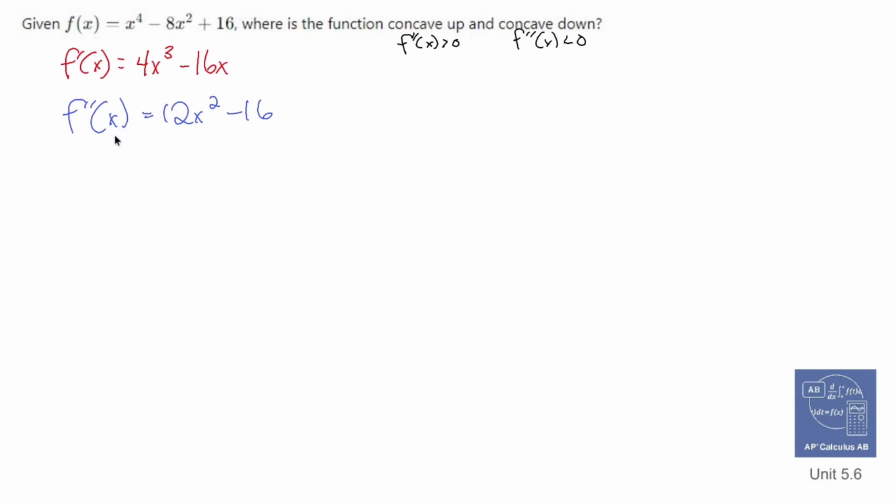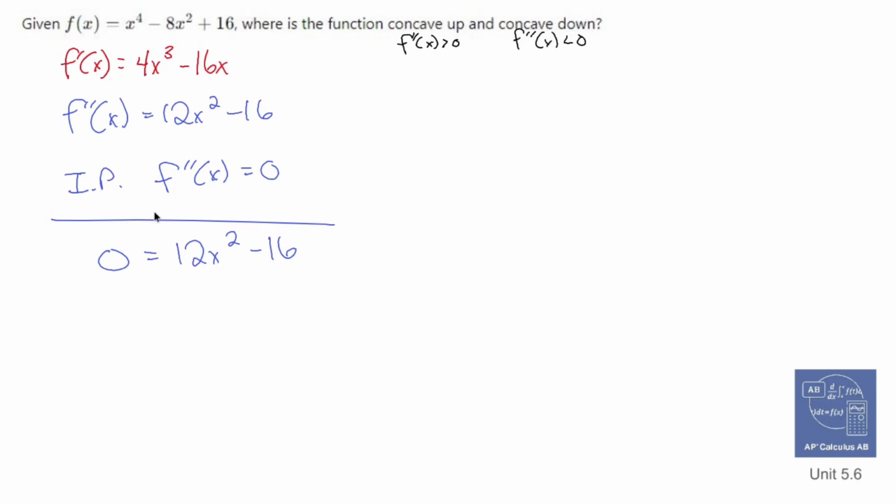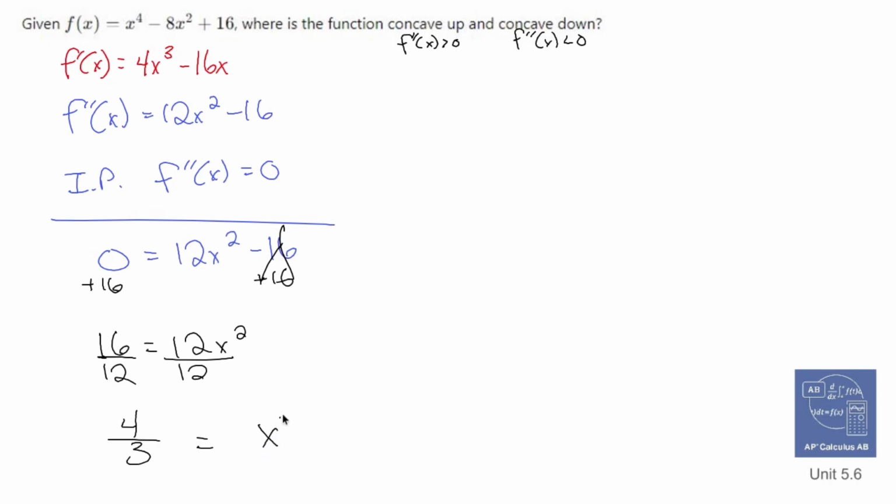Okay. So inflection points exist when f double prime of x is equal to 0. That happens when 12x squared minus 16 equals 0. So let's add 16 to both sides, and you get 16 equals 12x squared. Divide everything by 12, and you get 4/3 equals x squared.